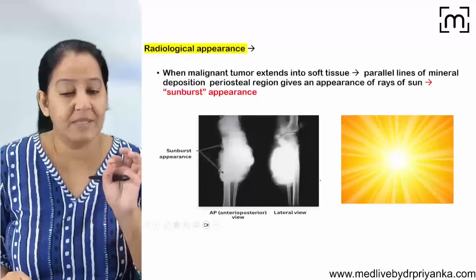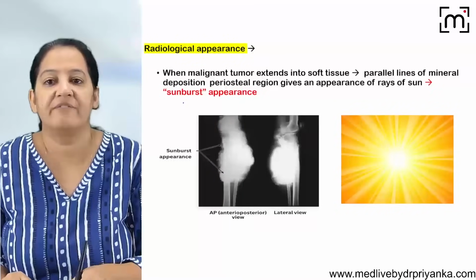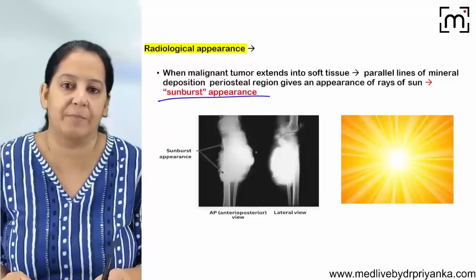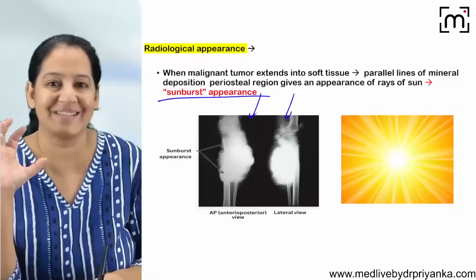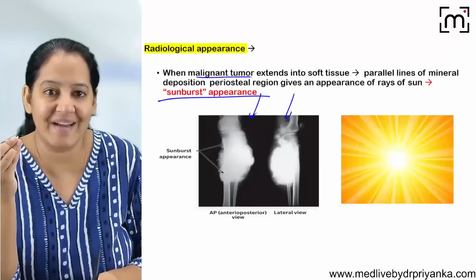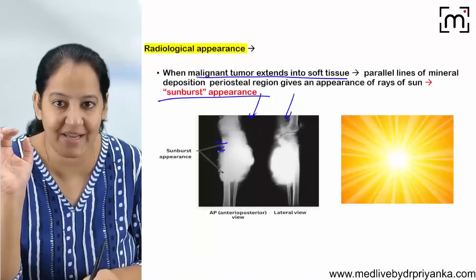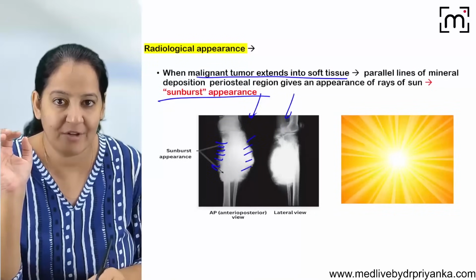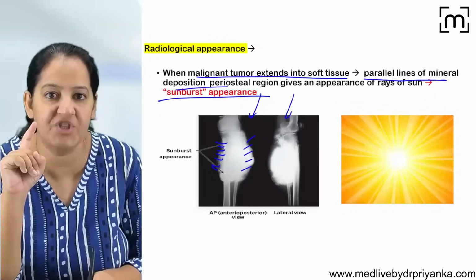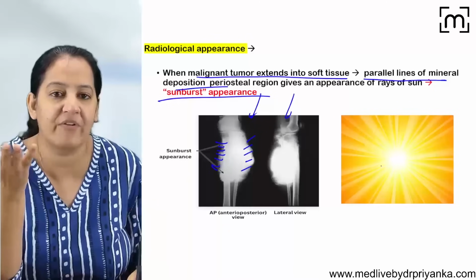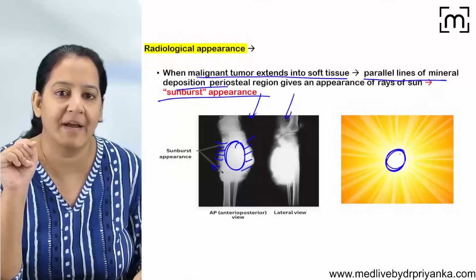Now the radiological appearance is very typical. You have to learn two findings in the radiological appearance. What are the two findings? The first finding is the sunburst appearance. See the tumor radiologically. The tumor is extending into the soft tissue. When the tumor is extending in the soft tissue like this, parallel lines of mineral deposition give an appearance of the rays of the sun. So you can see this is the tumor. It is looking like the sun.